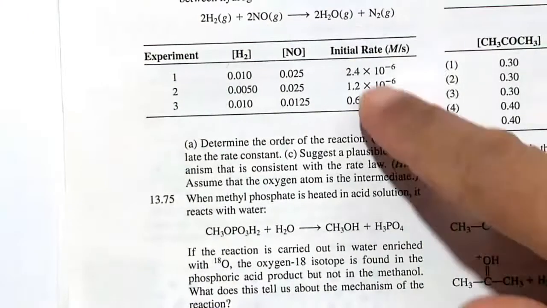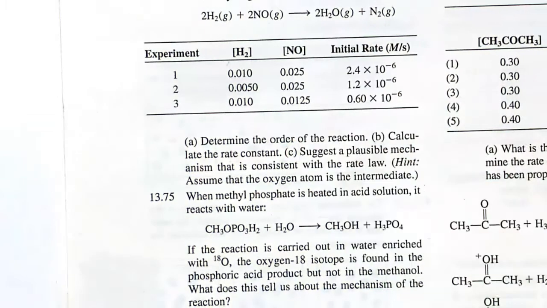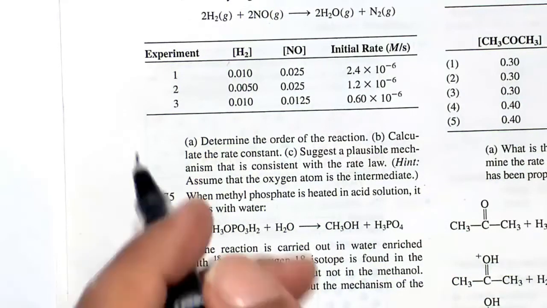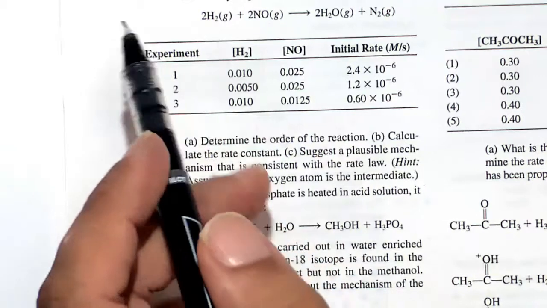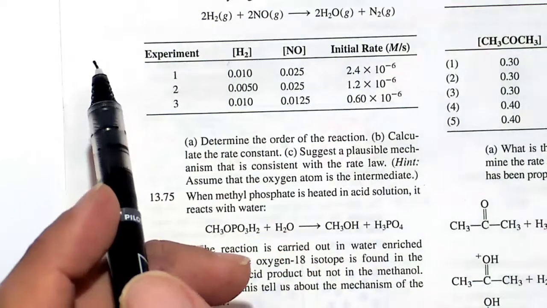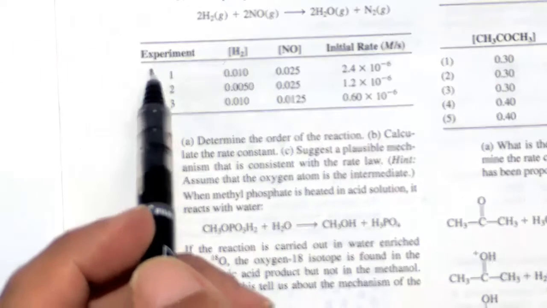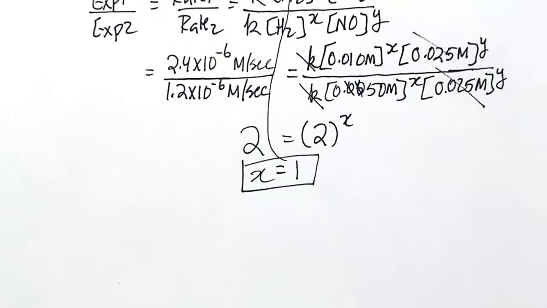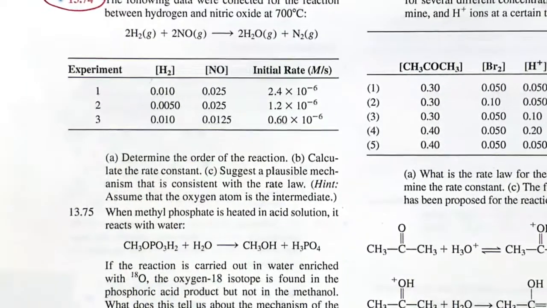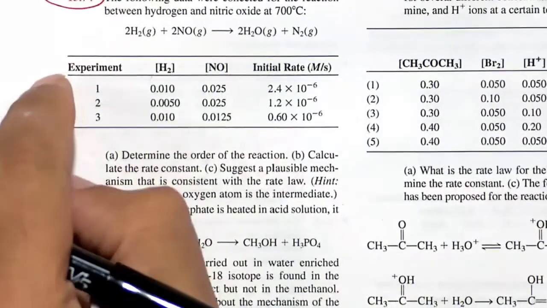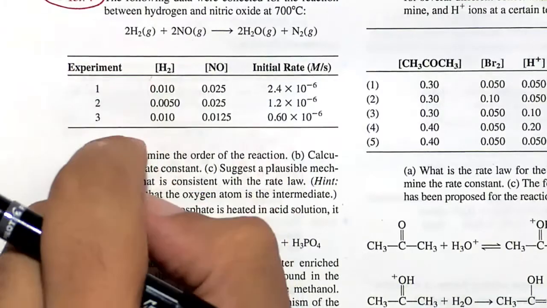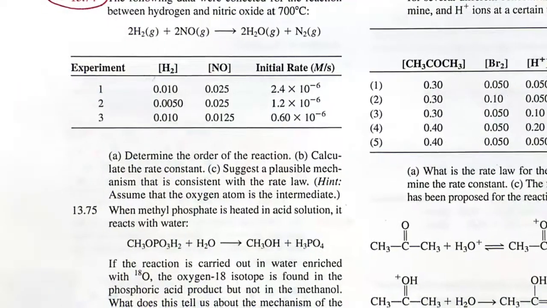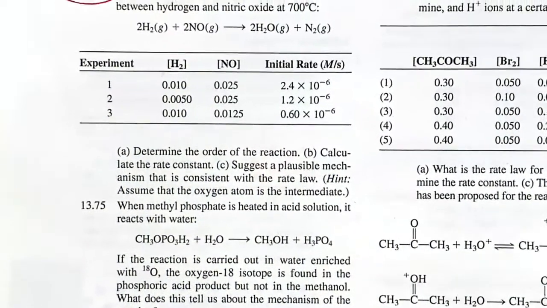I'm thinking about picking experiment 1 over 3. It really doesn't matter whether it's 3 over 1 or 1 over 2. We just want to make life a little easier, and I believe just by eye, comparing 1 over 3 is the best. So let's do our same situation now, comparing experiment 1 over experiment 3. You can see by comparing 1 to 3, the 0.010 will cancel out. So that's one of the reasons why I picked that one.